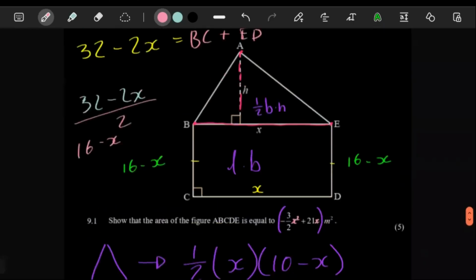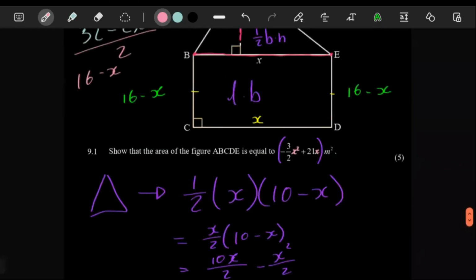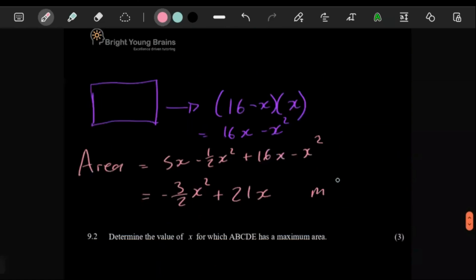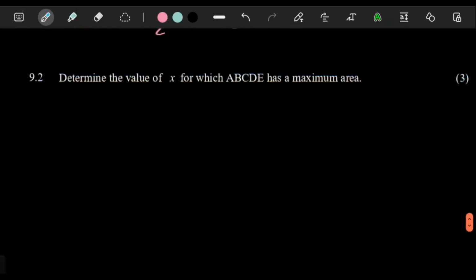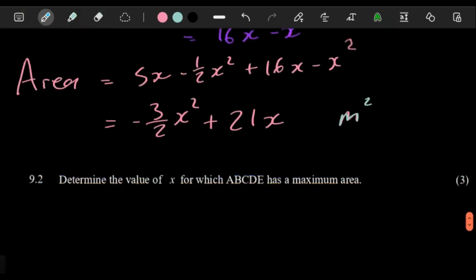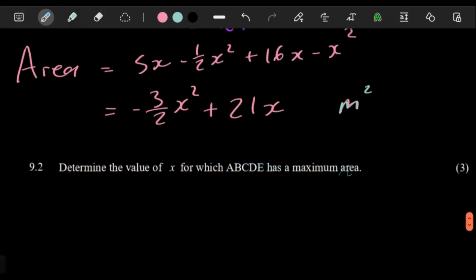So you see, the closer we got to the question, the more we started making use of this to see if we were on the right track. For 3 marks, it says here, determine the value of x for which A, B, C, D has a maximum area. So this question is obviously one of the easy ones because as long as you have your area formula in terms of x already, you're good to go. These kinds of questions require you to take your area equation, which is already in terms of x, which is good.